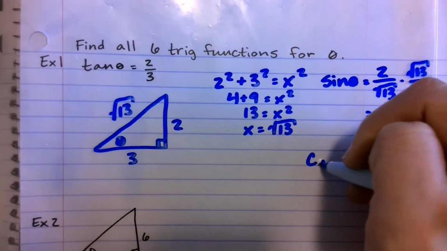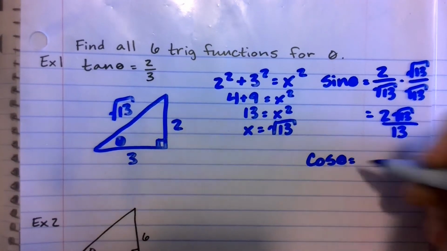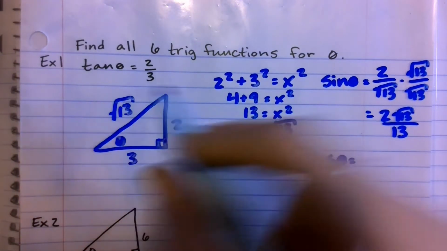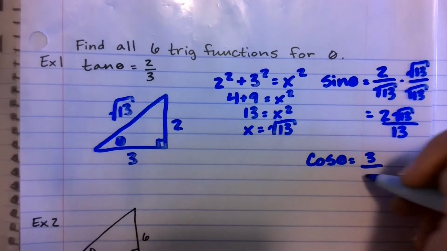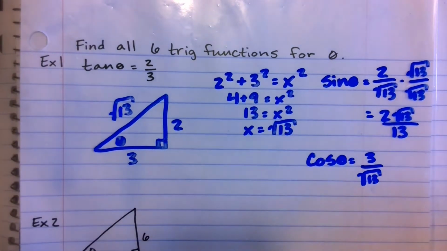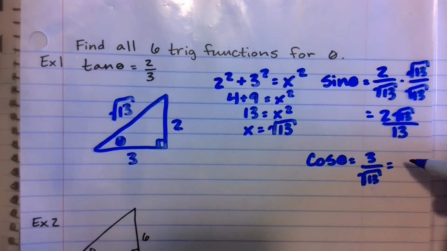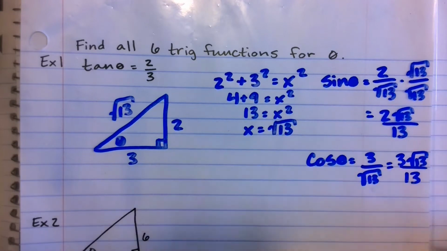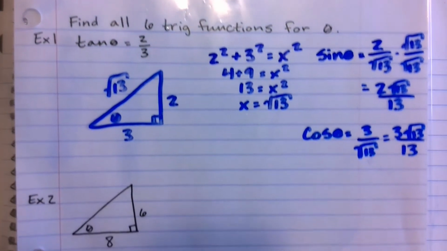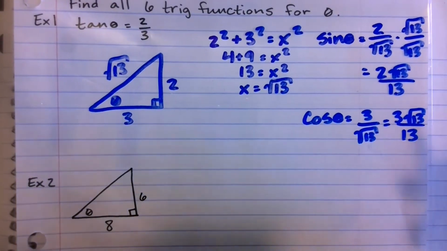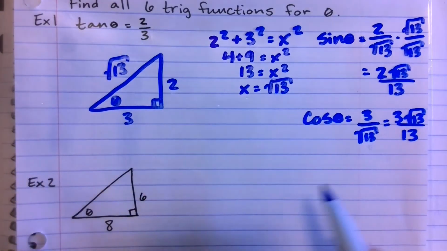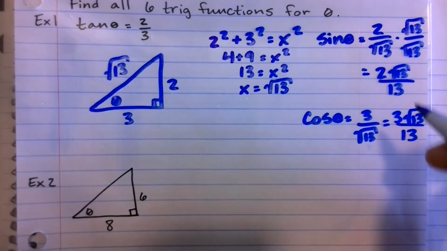Cosine is going to be really similar. I've got my adjacent over hypotenuse, so I've got 3 over radical 13. And as we notice some patterns here, I know that if I multiply top and bottom by radical 13, I'm going to get a 3 radical 13 over 13. So I can make that jump, but you definitely want to see that first step, so don't jump too far. Tangent we already had, so there's really not a point in rewriting it unless you just want to.